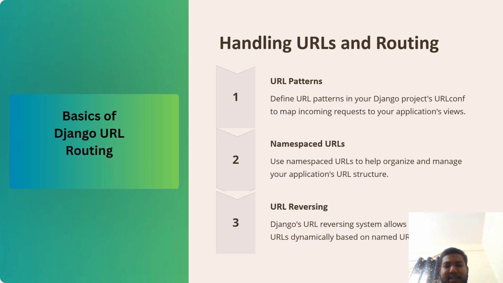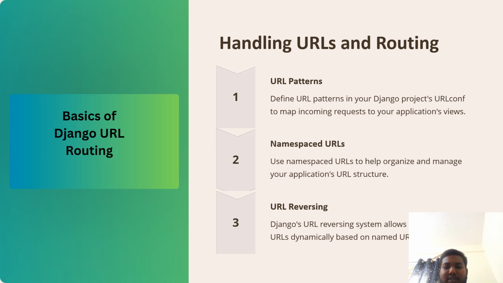First, we'll see the definition of URL patterns. Define URL patterns in your Django project. URLconf maps incoming requests to your application views. Mainly Django uses URL patterns in urls.py. Next, namespaced URLs. Use namespaced URLs to help organize and manage your application's URL structure.